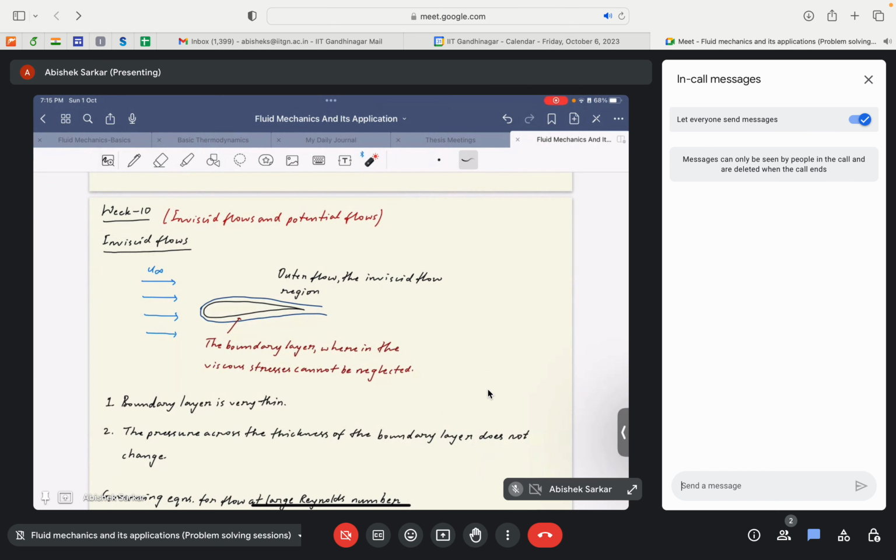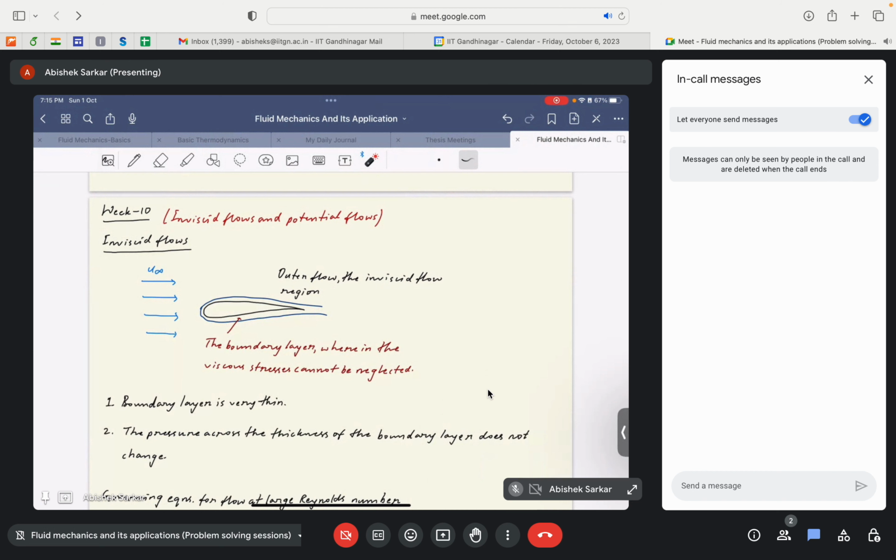This week we will be dealing with a very important topic, that is inviscid flows and potential flows. So the very first question that arises in one's mind is that by its very definition, inviscid may seem to some people like it tells that the fluid's viscosity is zero, mu is equal to zero.